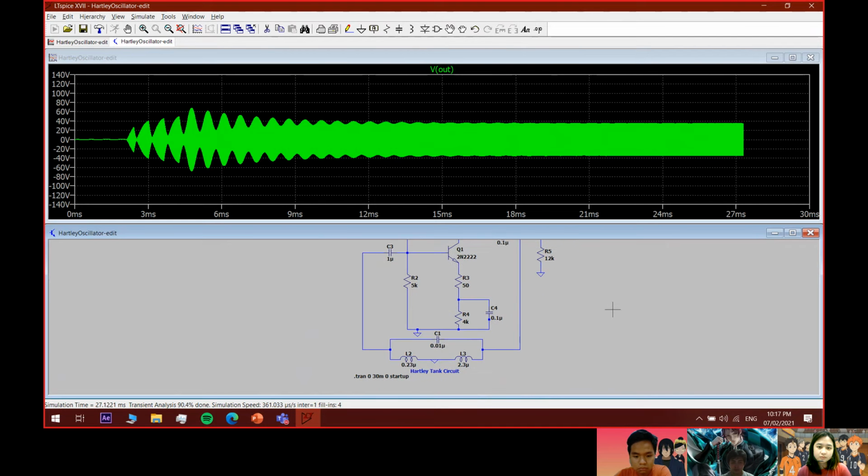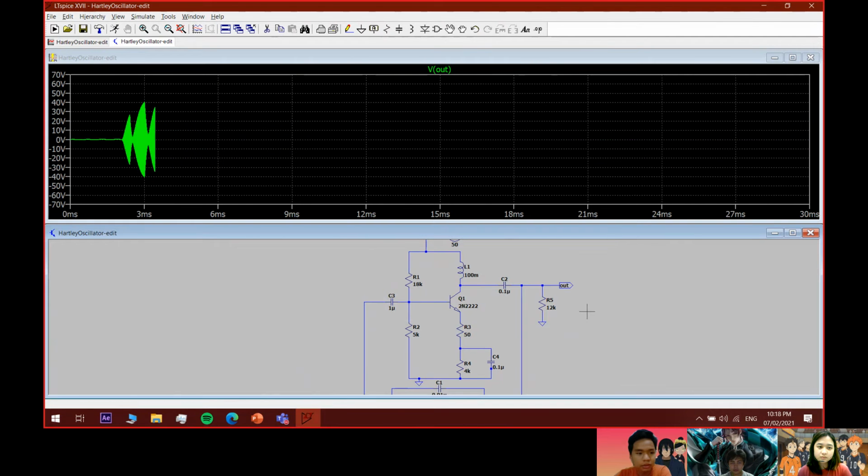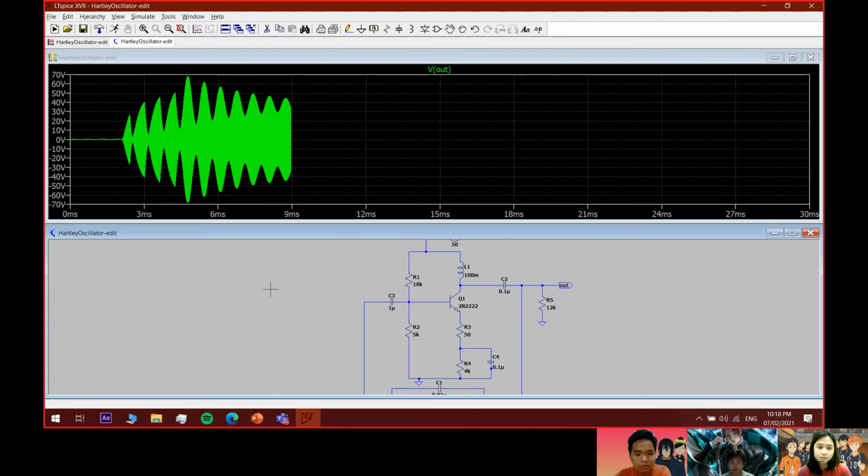It's taking some time. And okay, we're done. It's the final sweep for the simulation.